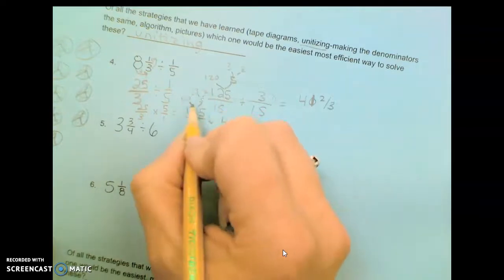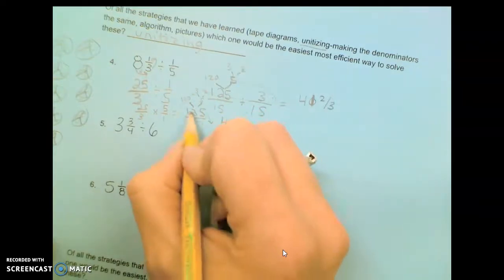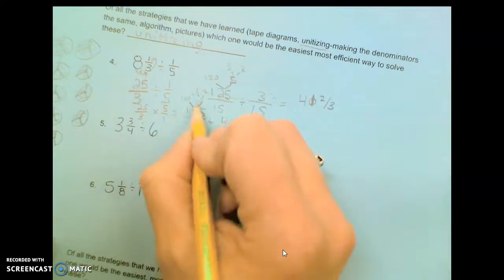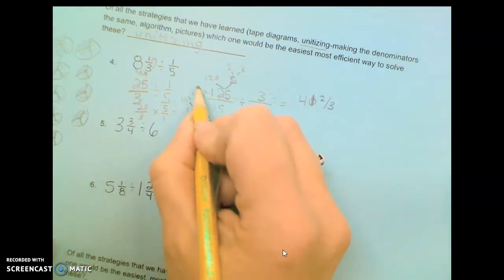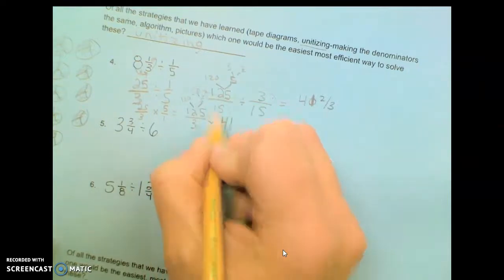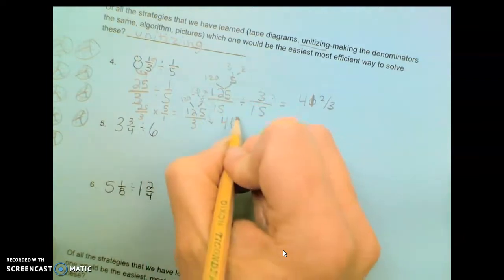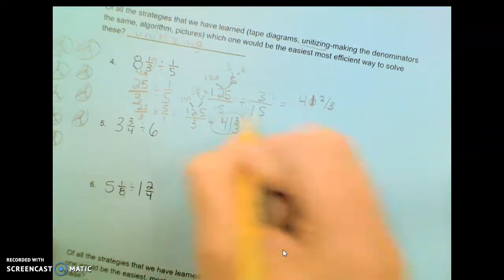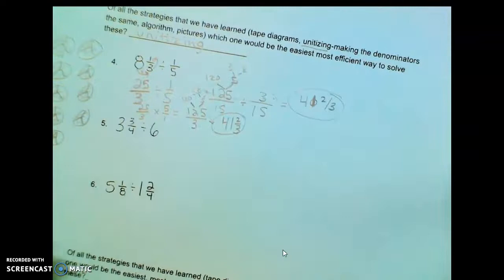No, never mind. Sorry. So that's 40 groups, and then 5 and 3 and 2. So there's another group. So that's 41 and 2 out of 3 that I need for another group. So either way, you should get an answer of 41 and 2/3.